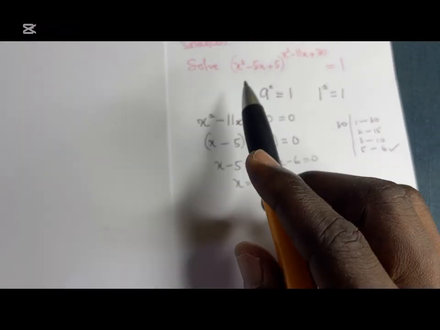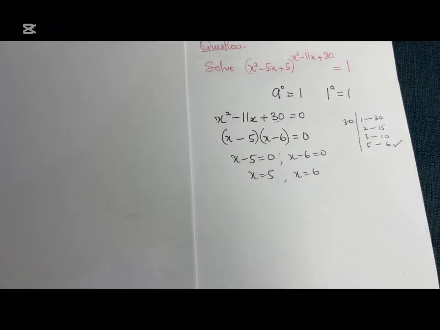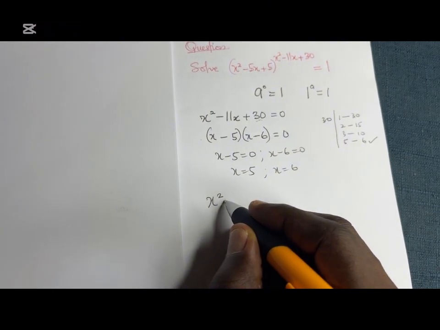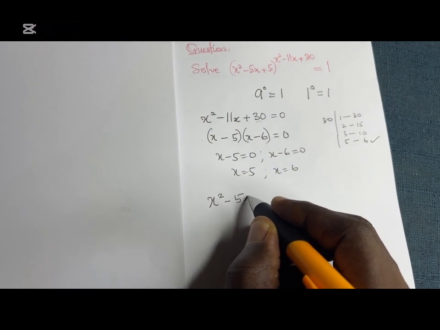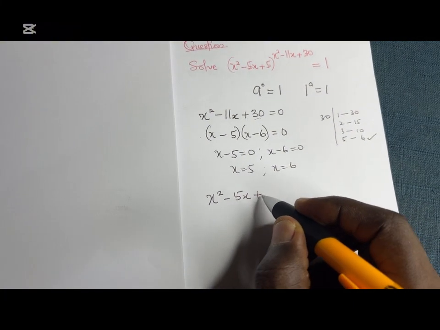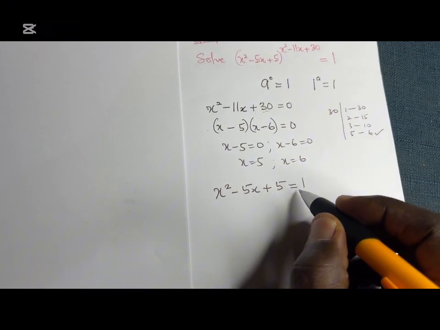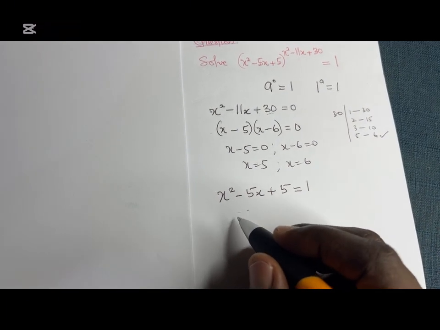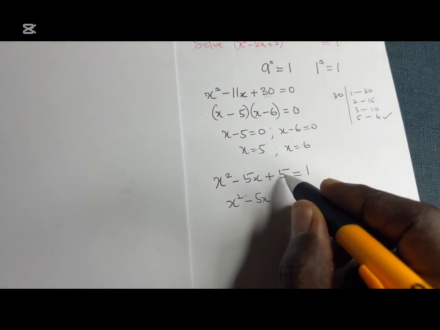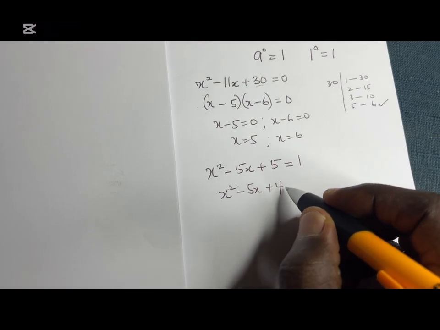We do the same thing for the base, equate it to 1, and we solve. So we'll be having x squared minus 5x plus 5 equals 1. So we equate this to 0 as well. So we'll be having x squared minus 5x, then 5 minus 1 will be 4, so plus 4 equals 0.